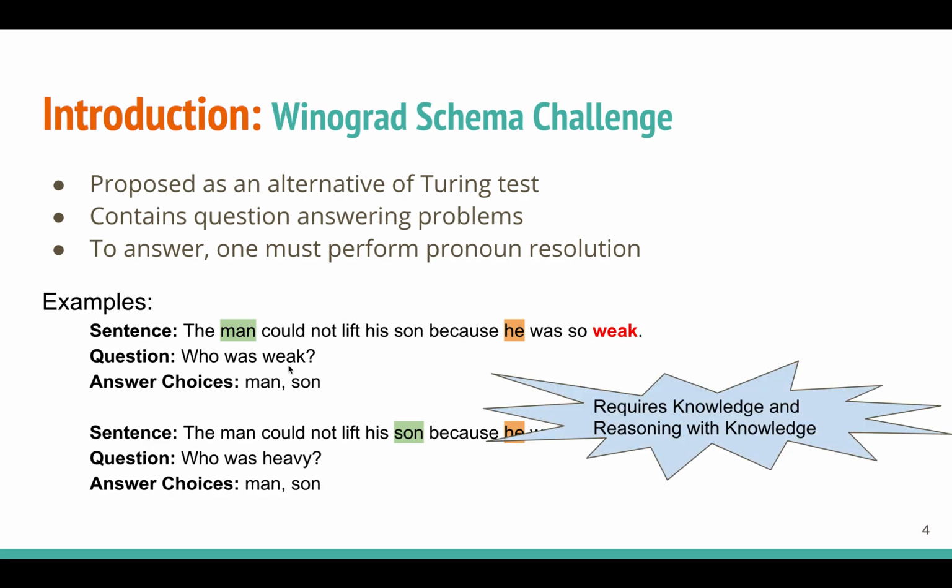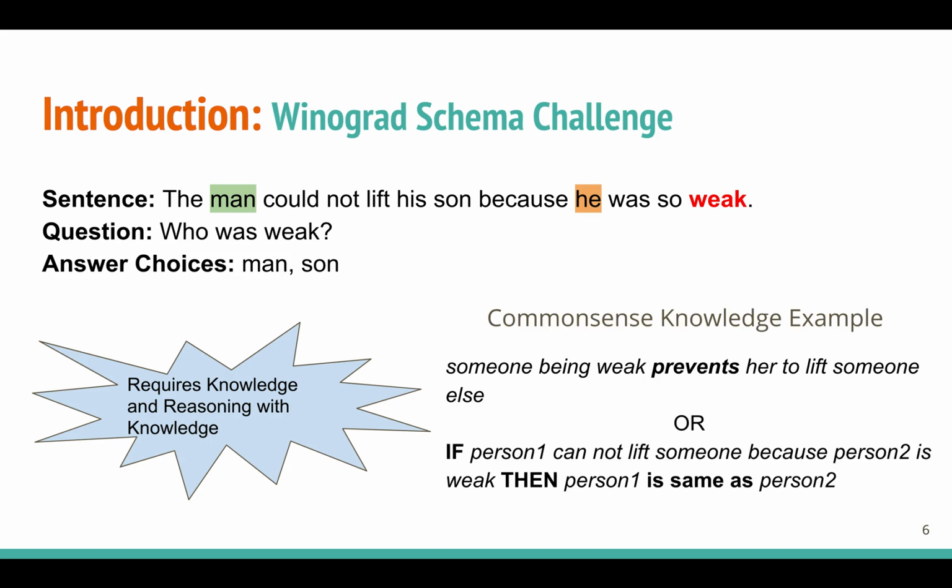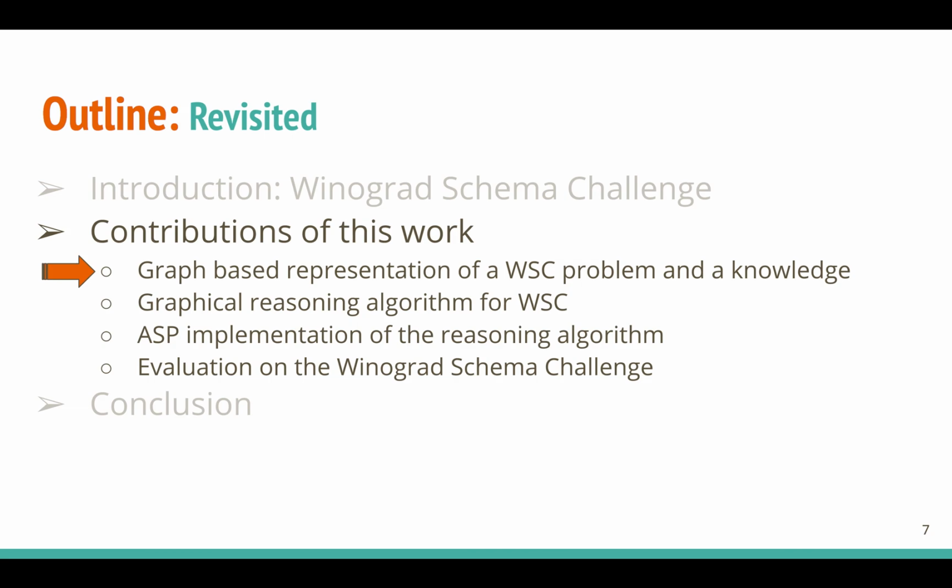So, as I was mentioning, to answer these problems, one requires knowledge and reasoning with that knowledge. Now, what kind of knowledge do we need here? We can say that the knowledge that someone being heavy prevents her to lift someone else is the knowledge that we need. Or we can write that same knowledge as, if person 1 cannot lift someone because person 2 is weak, then person 1 is same as person 2, right? Now that was the problem introduction.